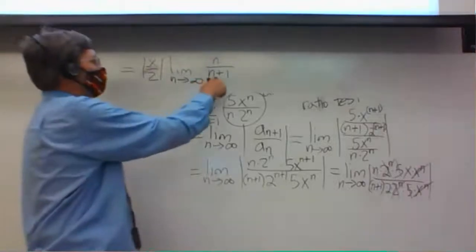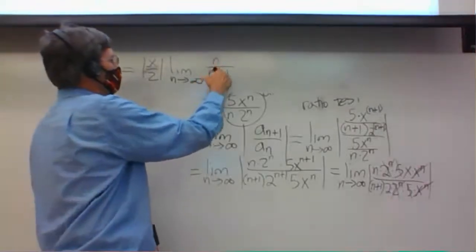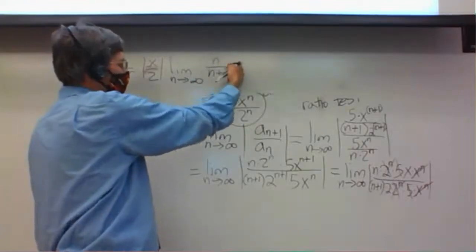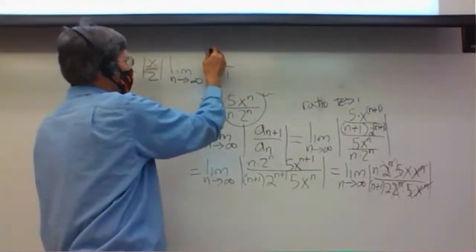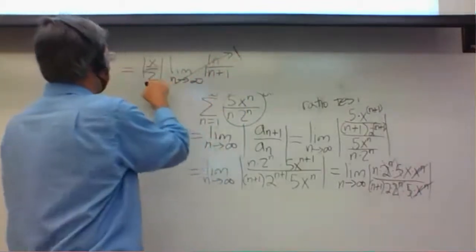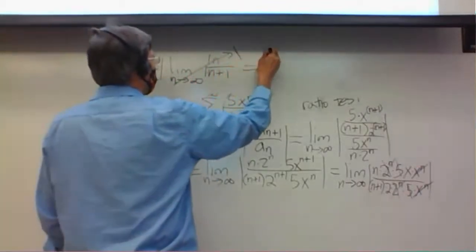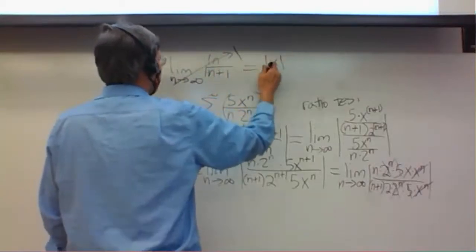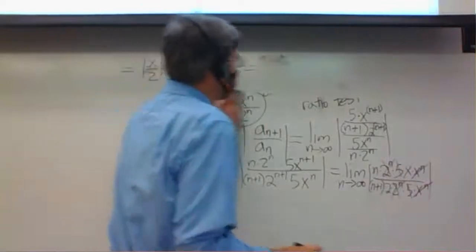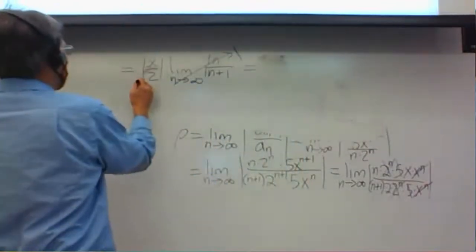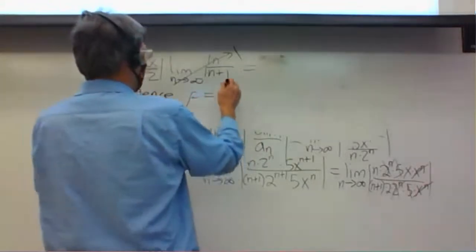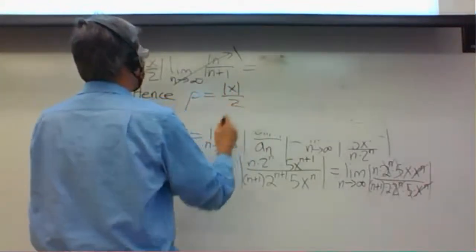And now what's this one? Yeah, it's just one, right? It's a quotient of polynomials, a number times a whole power of n plus a number times a whole power of n plus a number over the same. They're the same degree, so it's the quotient of leading coefficients. The limit's 1. And then times absolute value of x over 2, which we can write like this. Rho for the ratio test is absolute value of x over 2.